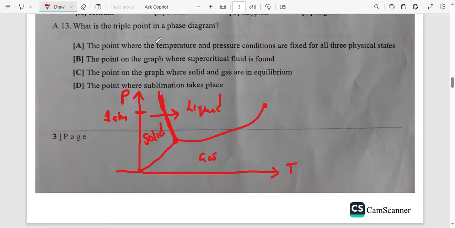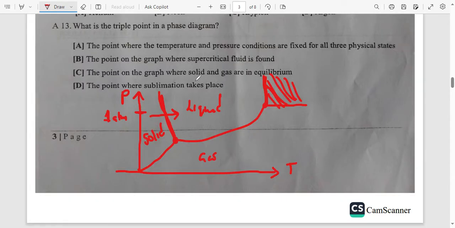Okay. What is a triple point? A point where the temperature and the pressure conditions are fixed for all the three physical states. Or, a point on the graph where the supercritical fluid is found. Now, the supercritical fluid will be found here, at the end. You are going to have a vertical line and a horizontal line here. This is a region where a compound will be found neither purely as a liquid nor purely as a gas. That is what we call a supercritical fluid. So that's not the answer.